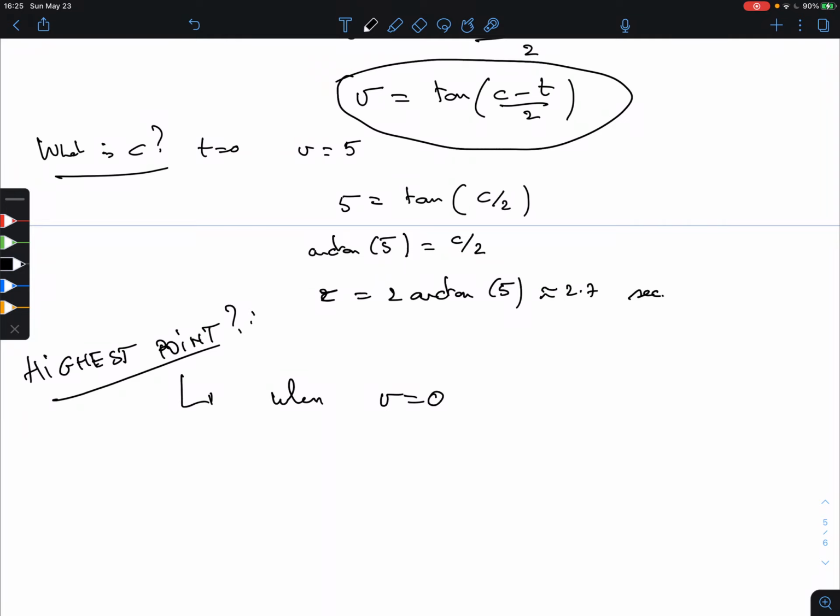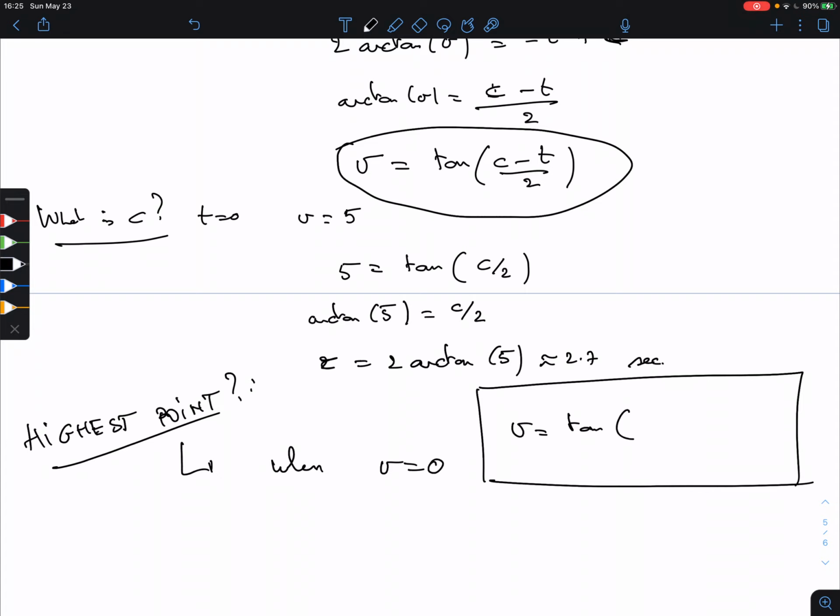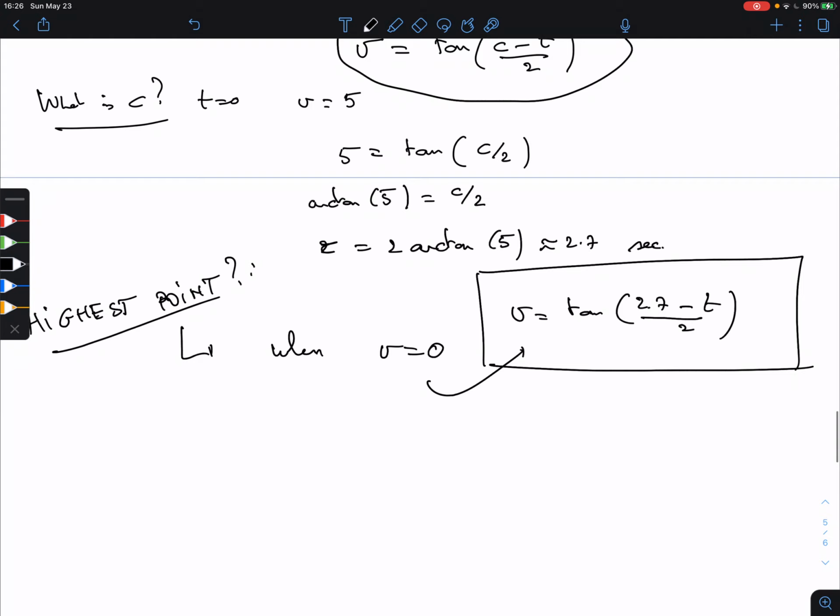Okay, but when is the velocity 0? So I should plug this in here, right? Let me write it here. I haven't put in my constant. So v is equal to the tangent of (c minus t) over 2, where c is 2.7. When is v 0? Well, we put this equal to 0 and solve for t. So 0 is the tangent of (2.7 minus t) over 2.